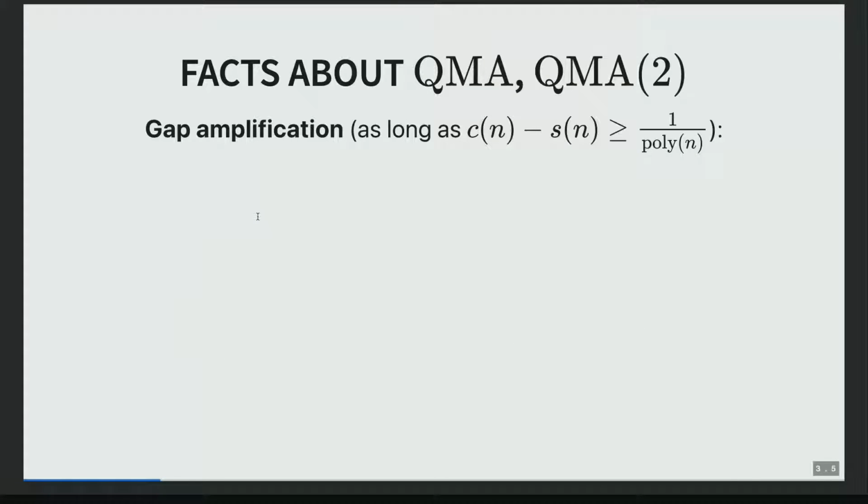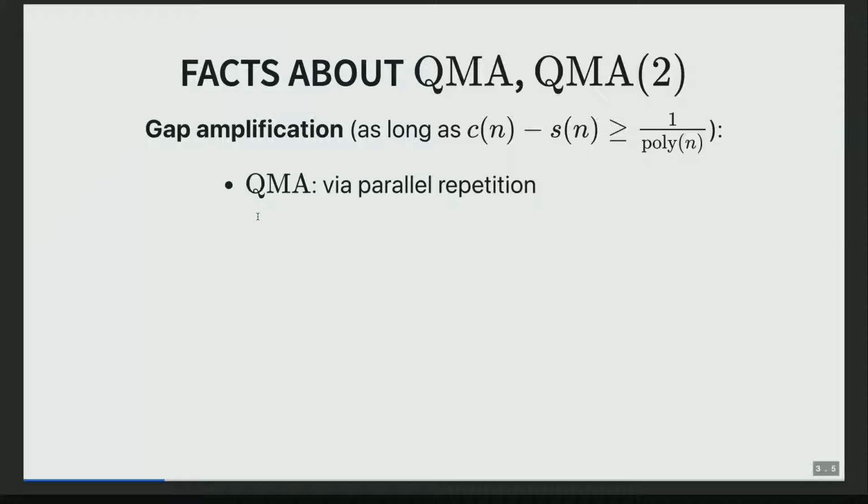So let's talk about some facts about QMA and QMA2. The first thing you might ask is, does the C and S matter? If C and S are at least inverse polynomial apart, you can amplify the gap. For QMA, you can do this with parallel repetition. How does this work? You repeat the verifier circuit many times. In the yes case, you're going to get many copies of the right quantum proof. And in the no case, even though they could be entangled, you can't cheat.